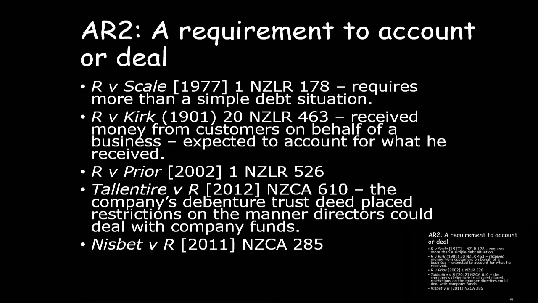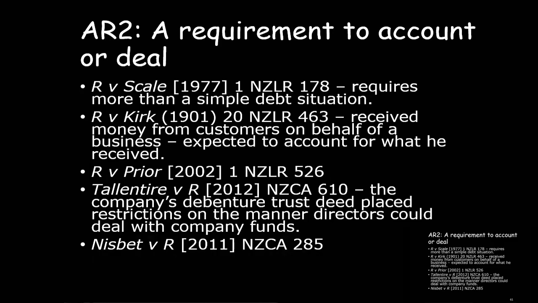In Scale, now this was a weird situation where a company's computer kind of lost the plot and started sending out cheques willy-nilly. And it sent the defendant in Scale a cheque, which he banked. He was in a little bit of financial strife, and he used the money. And the court had to consider, did he actually receive that money on terms to account, or was it simply a debt situation? And the court said, no, he didn't.